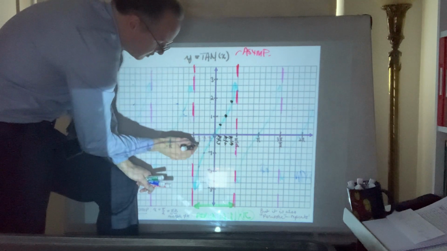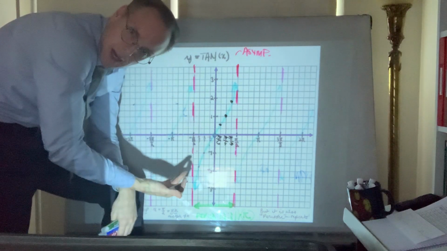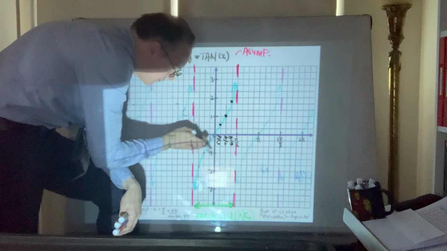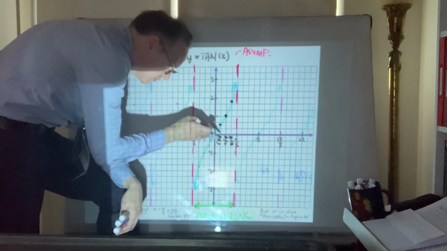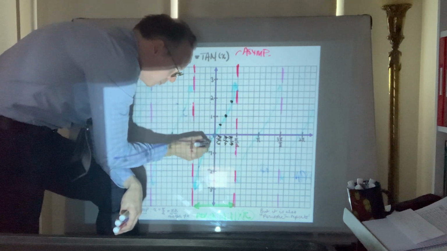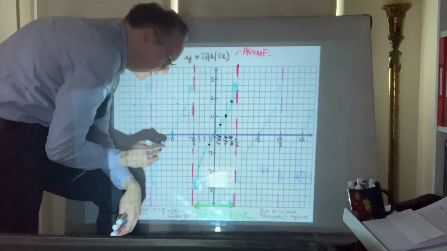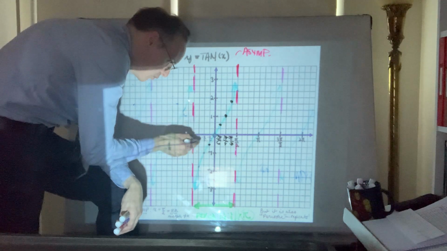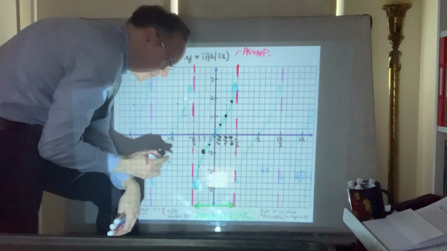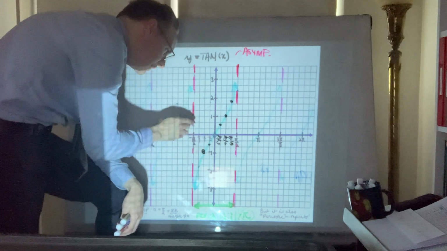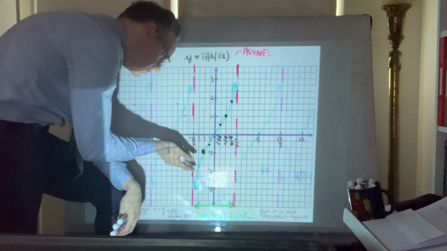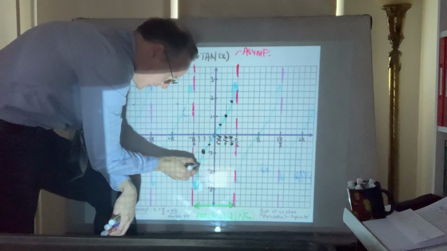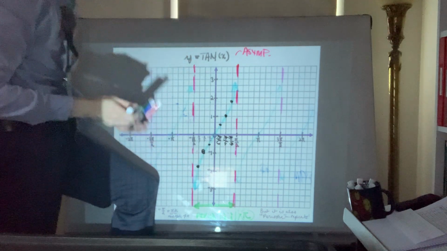At negative pi over 6, it's still 0.577. So if you figure again, halfway from 1 to 0 is a half, 0.5. 0.6 would be just under that, right? And then at negative 45 degrees, or negative pi over 4, you'd be actually at negative 1. And then at negative pi over 3, 60 degrees, you'd be at 1.7 again, or in this case it would be negative 1.7. So you have a dot like that, right?